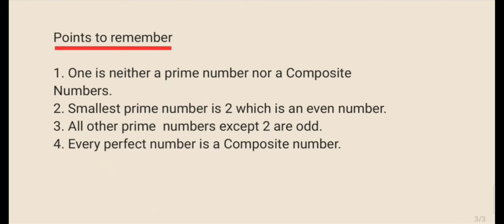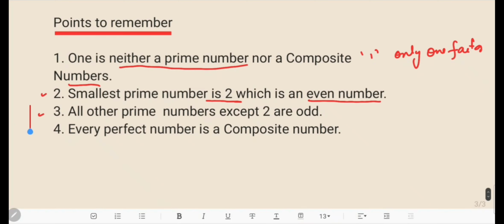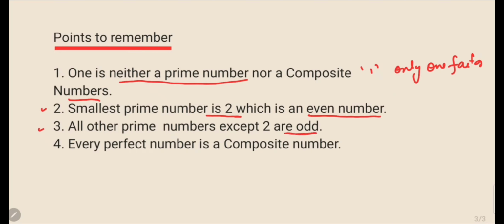Points to remember about prime numbers, composite numbers and perfect numbers. First point is 1 is neither a prime number nor a composite number. Why? Because 1 has only one factor. For prime numbers we need 2 factors, and for composite numbers we need more than 2 factors. Second, the smallest prime number is 2, which is an even number. Third, all other prime numbers except 2 are odd, like 3, 5, 7.